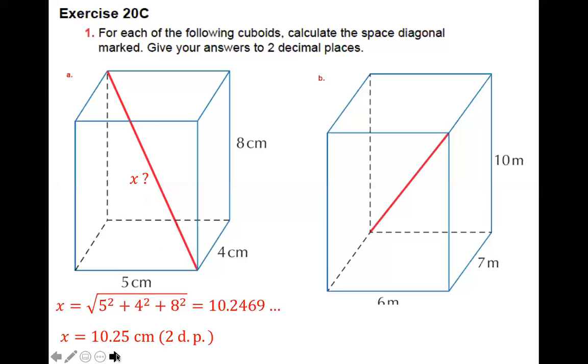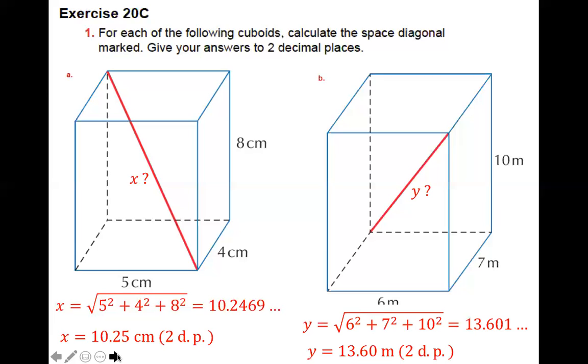Okay. Next is exactly the same. So I've got root of 6 square plus 7 square plus 10 square, which is 13.60. So again, they've asked me to put it to 2 decimal places. You've got to write the 2 decimal places.